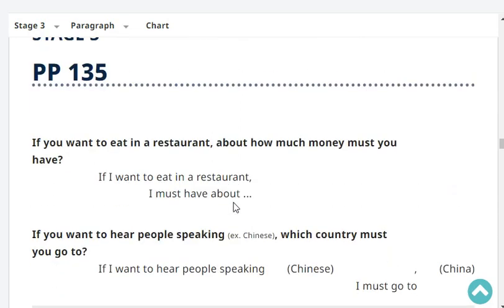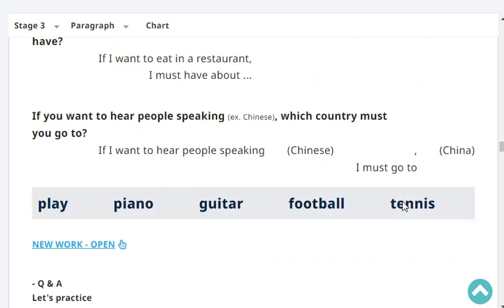Okay. If you want to eat in a restaurant, about how much money must you have? If I want to eat in a restaurant, I must have about 1,000 yen.